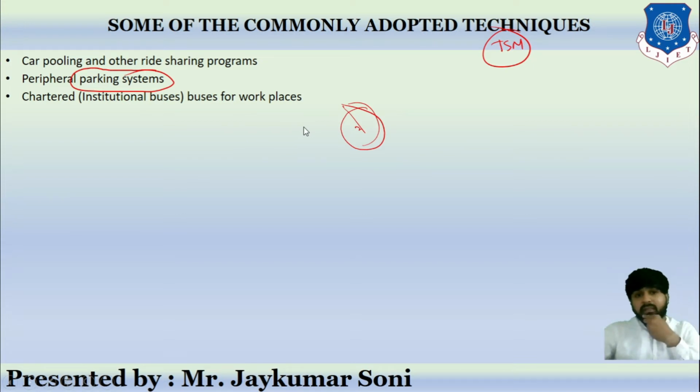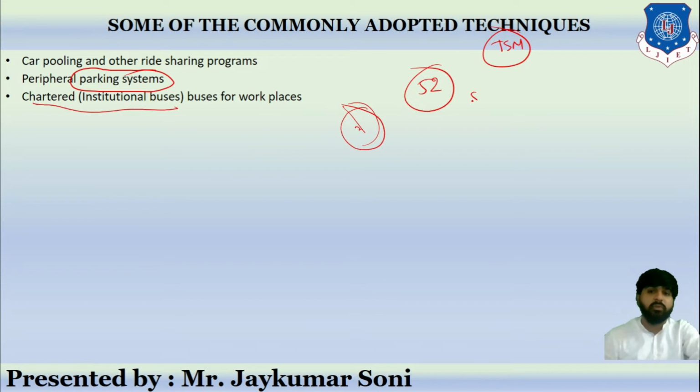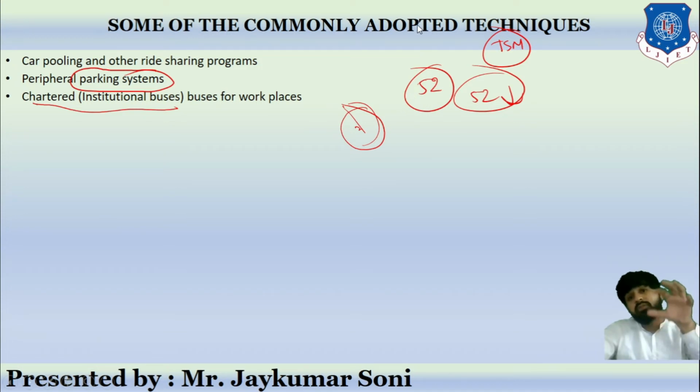Then we can provide chartered buses for the workplaces. You might have observed that many institutes have their own institutional buses that carry their employees from one place to another. If 52 employees are using this chartered bus, that means an institutional bus, then 52 private vehicles will be reduced. So you can predict how big a contribution you can make.